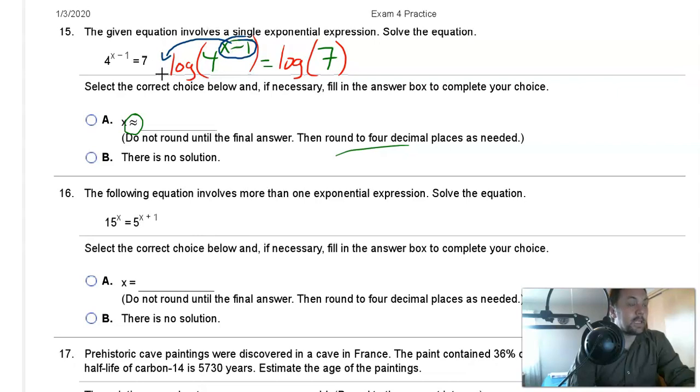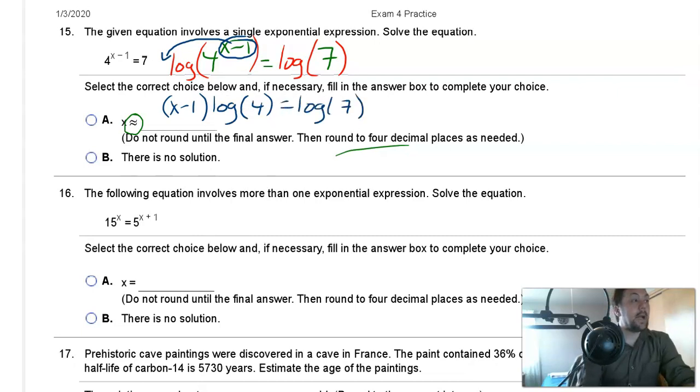It lets me bring the exponent down, and I'll get x minus 1. Because there's 2 terms, I need to keep that in parentheses. And what I'm left with here is log base 10 of 4, and that's still equal to log base 10 of 7. So now I can solve this for x, now that x is down on the ground level.